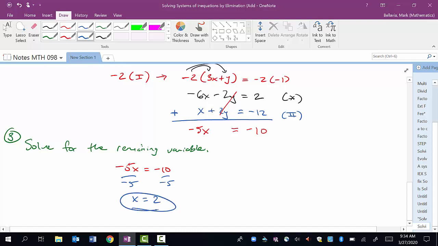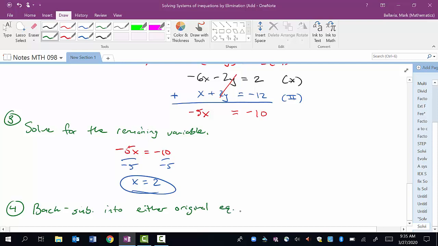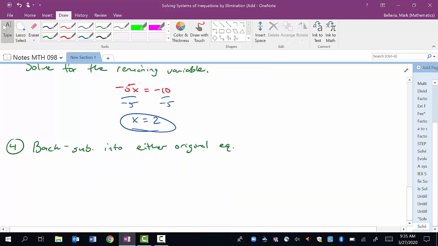Remember, that's the x value. You have to find the y value as well because we want the ordered pair where these intersect. The way you find that is by going back to either of the original equations. It doesn't matter which one you pick. You can really even do it in one of the equations that you find in between, as long as you're careful about substituting in. So step 4, we're going to back sub into either original equation.